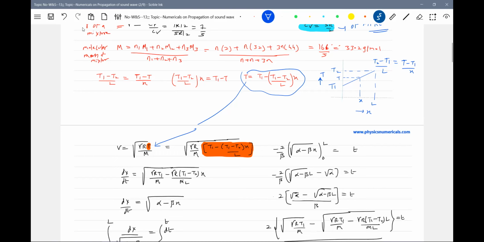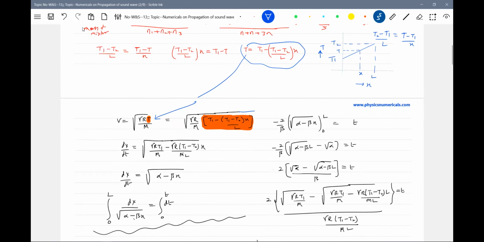Let me expand further. This will become gamma R T1 minus (T2 minus T1) X by L, all divided by M. Since T1 and T2 are constants, I'll call one group alpha and the other beta. This quantity will help us a lot in calculations. We'll replace them by symbols because all these are constants.